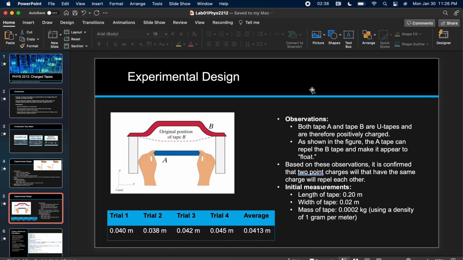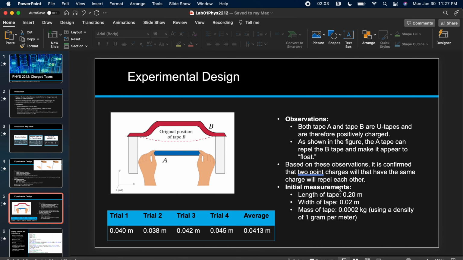Here is the other experiment that we did. Here you have tape A and tape B. Tape B was positioned between two books, and you had tape A, and they're both U-tapes here. Since they're both charged, they repel each other, so B will look like it's floating. Based on these observations, it is confirmed that two point charges with the same charge will repel each other. We modeled the tapes here as point charges.